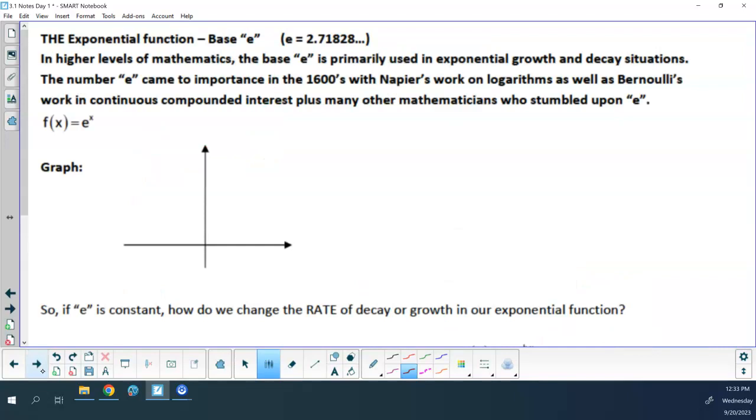Okay. Then we have out there this special number, and it's so special, it's a number that we gave a letter to. Okay? So it's E. It's Euler's number. Okay? It came upon in the 1600s with Napier's work on logs, as well as Bernoulli's work with continuous compounded interest. Bunch of all these different people, but Euler developed it way, way back.